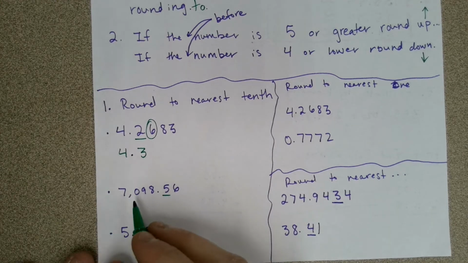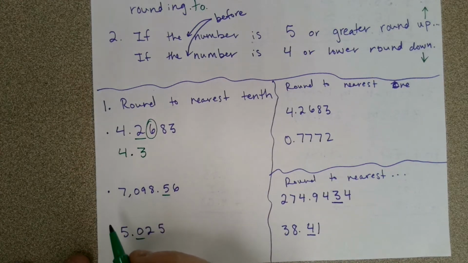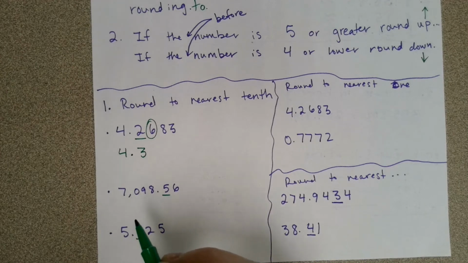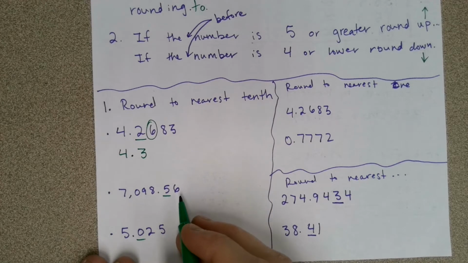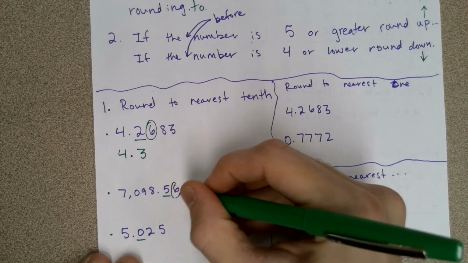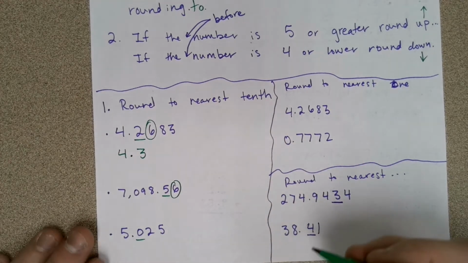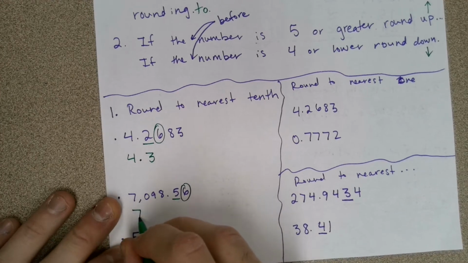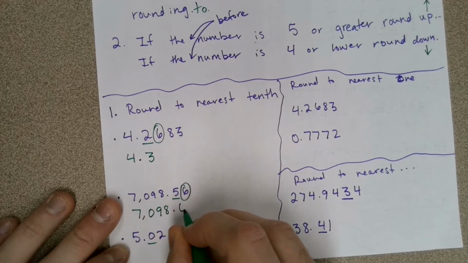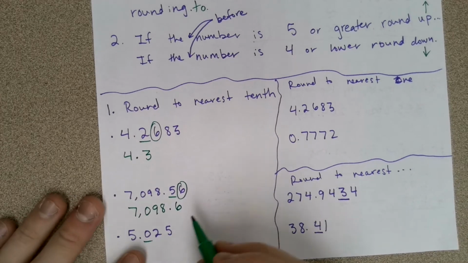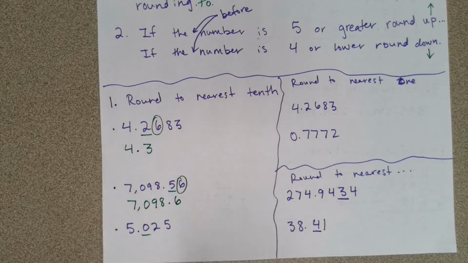All right, looking at the next one, we have 7.09856. We're rounding to the nearest tenth. I look at this number before. Again, it is a 6. I know I'm going to be rounding up. So I'm moving up to 7.096. Rounding that one bumps this guy up to 0.6.